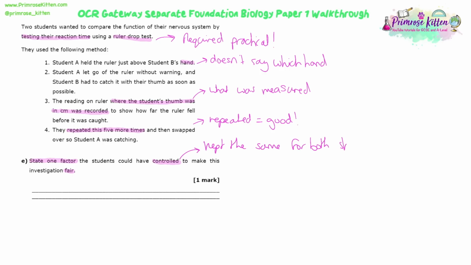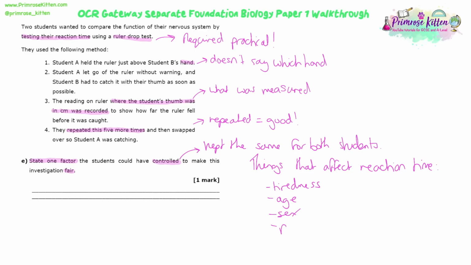Anything that should be controlled is something that can affect what you're measuring. So in this case, we need to think about all the things that can affect reaction time, and they're all the things that should be kept the same unless you are changing them. They're not testing to see if there's any specific effect of tiredness or caffeine in this practical. They're just looking to see what the difference is between the two students. So how tired you are, your age, your sex, how much practice you've had, how much caffeine you've had, whether you've used the same hand.